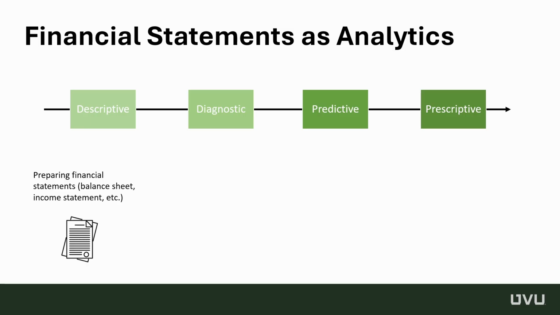At the end of each period, we put together the ultimate output of all our hard work: the general purpose financial statements like the balance sheet and income statement. And we can consider this descriptive analytics. With financial statements, we can make arguments about what happened historically. Financial accounting information is backward looking per the FASB conceptual guidance.